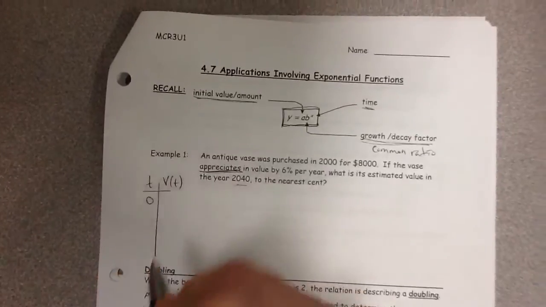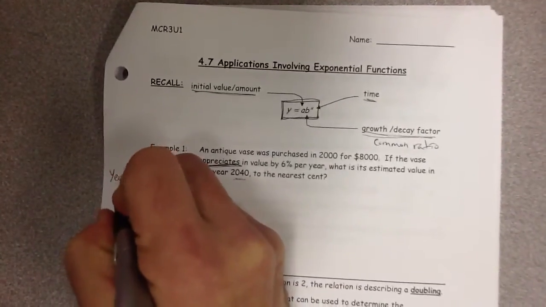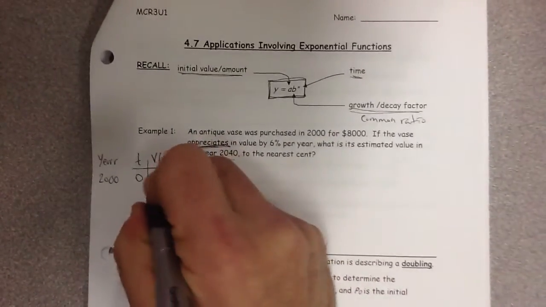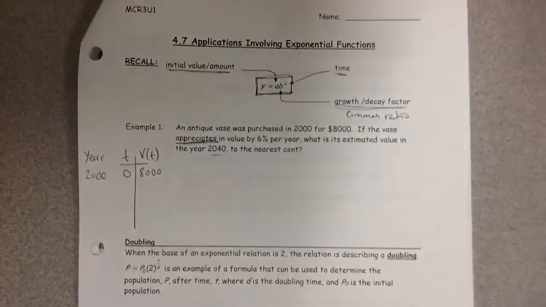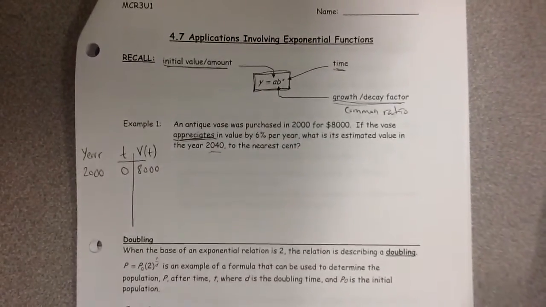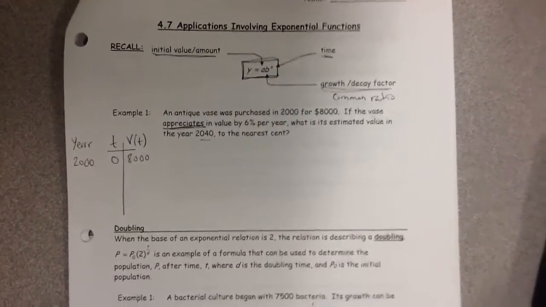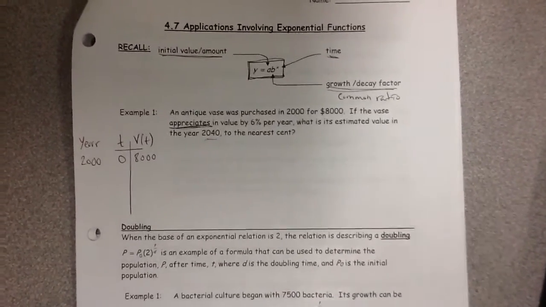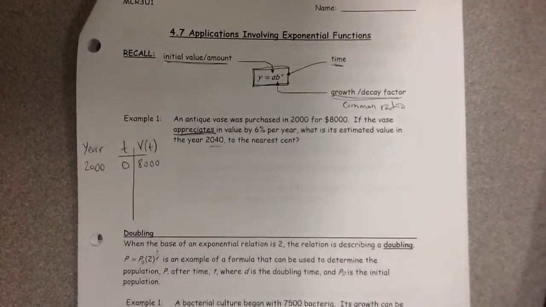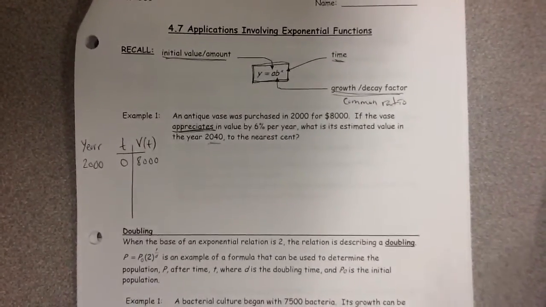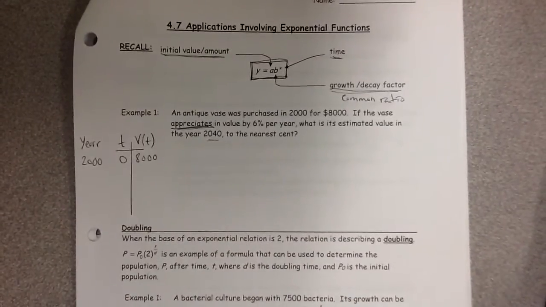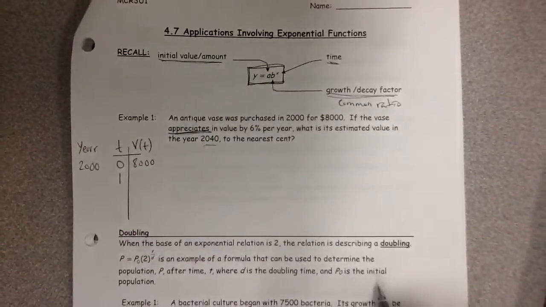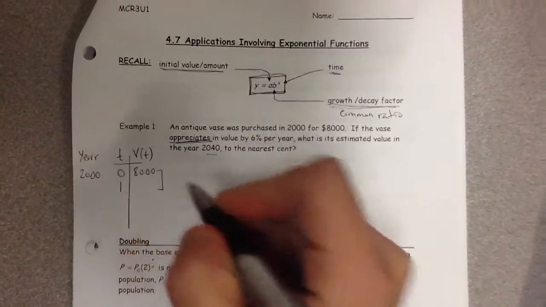Now at time 0, I understand that the year is the year 2000, but at time 0 the vase is worth $8,000. Time 0 is the exact same as the year 2000, but in terms of our formula, we're going to plug in what the time is. Your initial time is the year 2000. So initial time, so time 0, the vase is worth $8,000. Now, let's take a look at what the vase would be worth after 1 year. So this is just to kind of figure out what's going on.